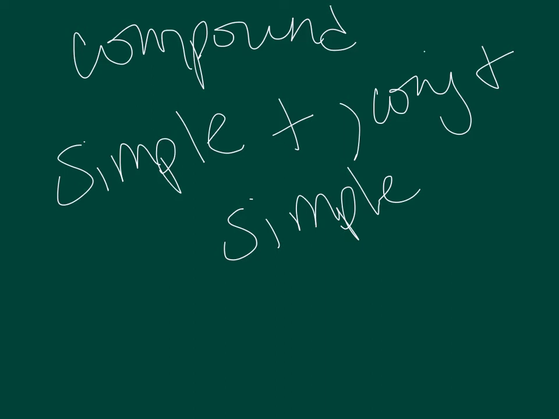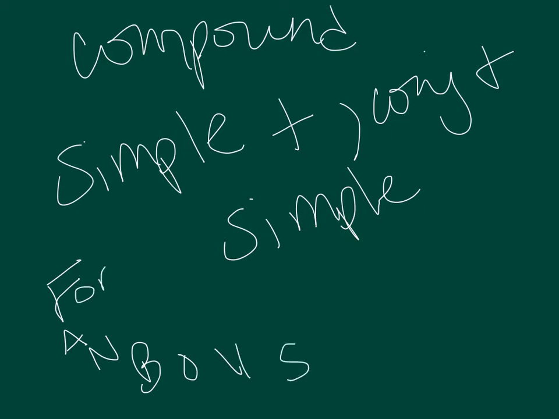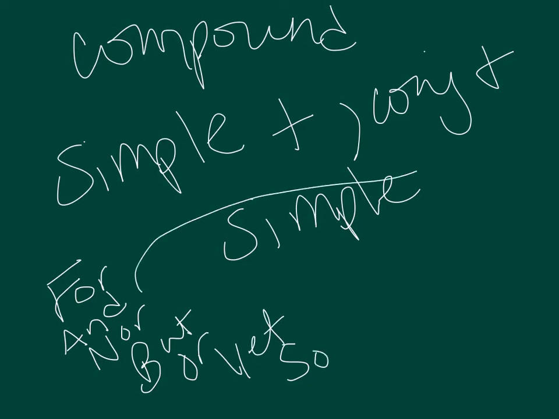Now your conjunction, I'm sure you learned about those in middle school. That would be what a lot of people refer to as the acronym FANBOYS. For, and, nor, but, or, yet, so. Okay, so that would be your conjunctions. If you do not know the acronym FANBOYS, please go ahead and memorize these. It will make learning about compound sentences much easier.